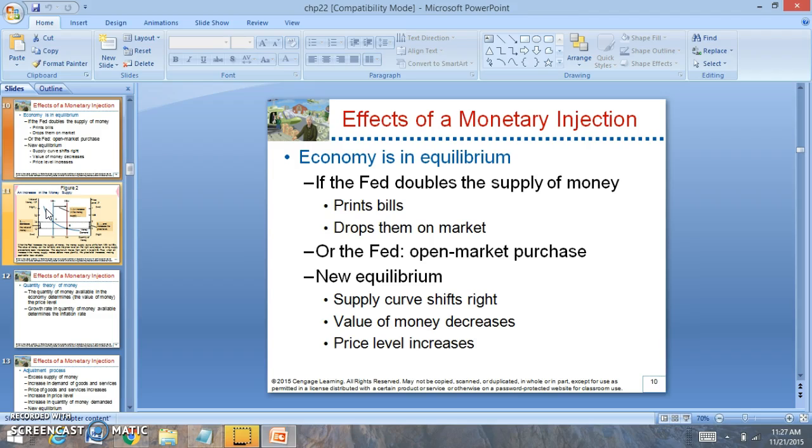And when we look at money injection, you notice that the Fed can double the money supply through some of the intervention policies that they use. And this is what we're going to look at in our analysis.